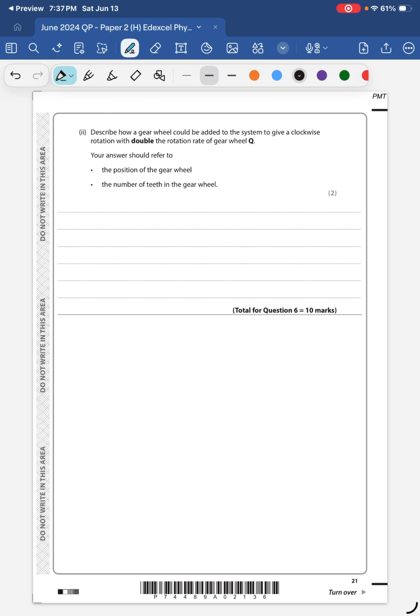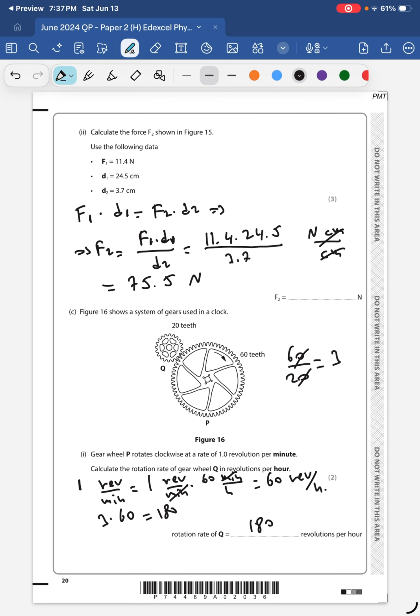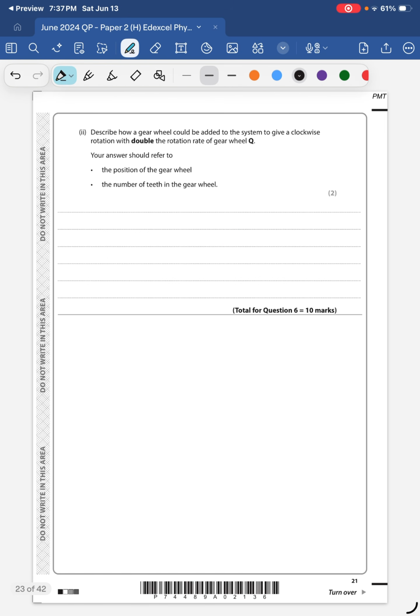So let's move on. Part 2. Describe how a gear wheel could be added to the system to give a clockwise rotation with double the rotation rate of gear wheel Q. Your answer should refer to the position of the gear wheel and the number of teeth in the gear wheel. So Q rotates anti-clockwise.